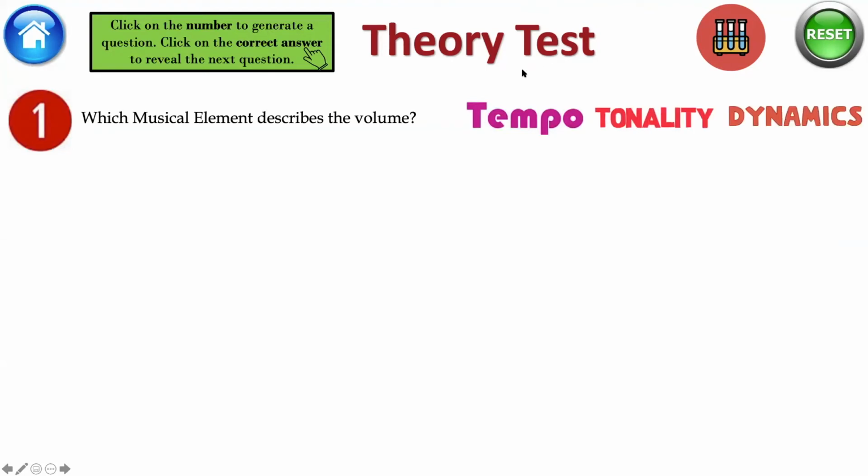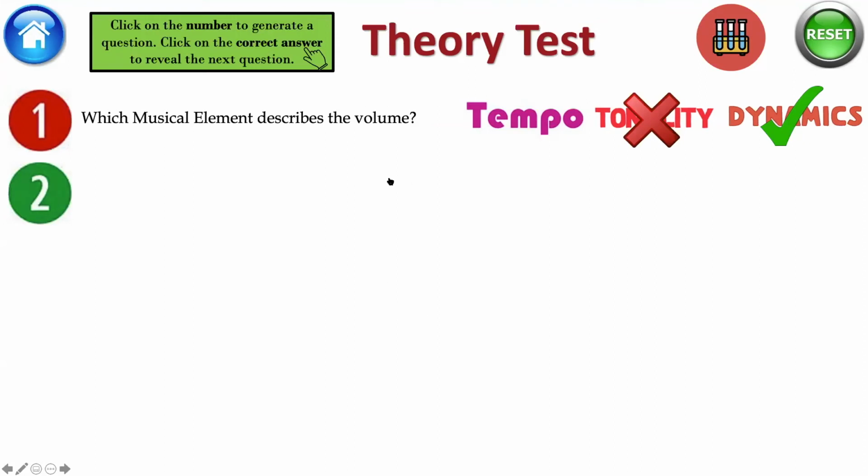So we've just done this. The musical element describes volume, dynamics. If they were to click an incorrect answer, it just gives them a cross. And once they get to the end, they can then choose how many they got right and then share that with you as the teacher.